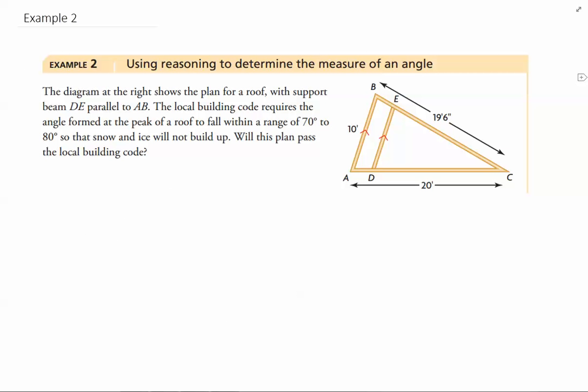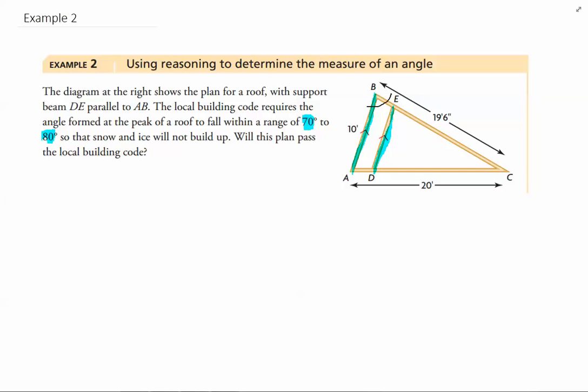Let's do an example. The diagram at the right shows the plan for a roof with support beam DE. So our support beam DE is parallel to AB. The local building code requires that the angle formed at the peak of the roof is to fall within a range of 70 degrees to 80 degrees so that the ice and snow will not build up. Will this plan pass the building code?